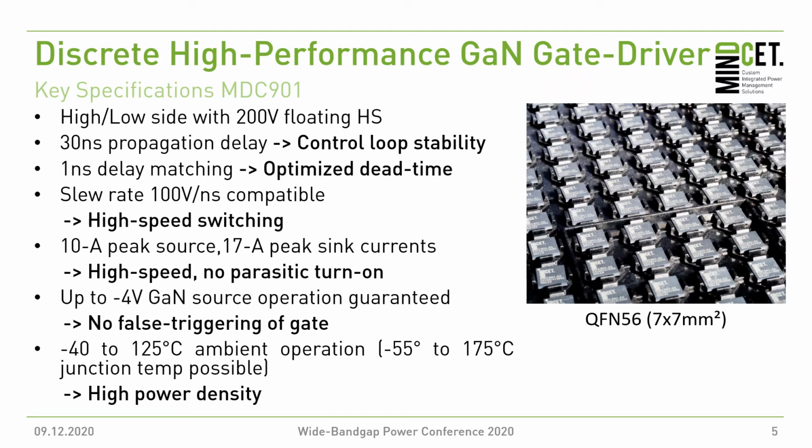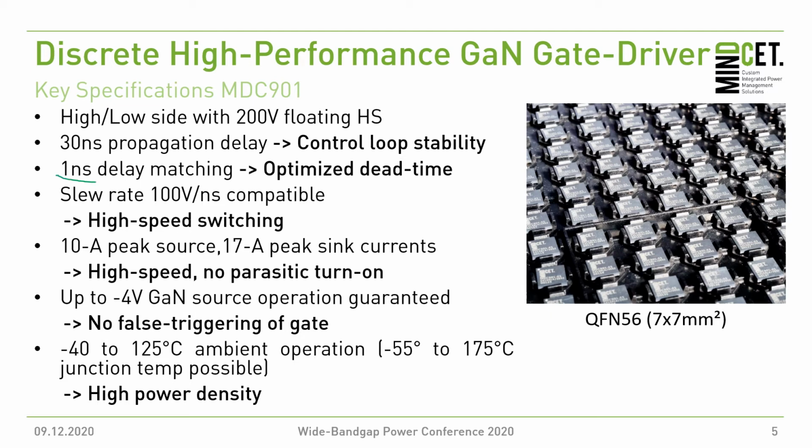So in order to overcome all these potential pitfalls, we have developed the MDC 901 at MinDCet, which is a special, high performance gate driver. And I really must emphasize that it's a unique gate driver on the market for the following reasons. It's a high and low side, 200 volt true floating gate driver. It has a propagation delay of 30 nanoseconds or less, which is important when you use the system in a closed loop configuration. Any delay in the forward path will, in the end, have an impact on your stability.